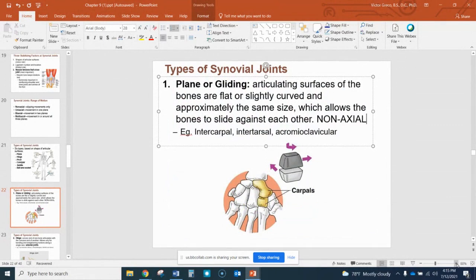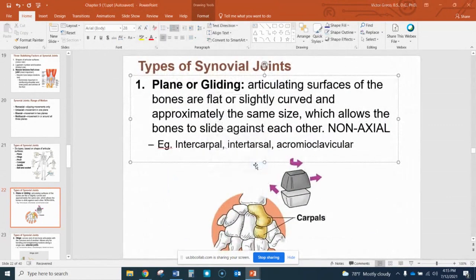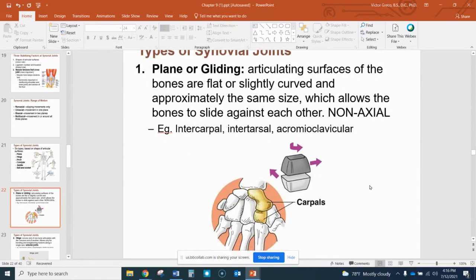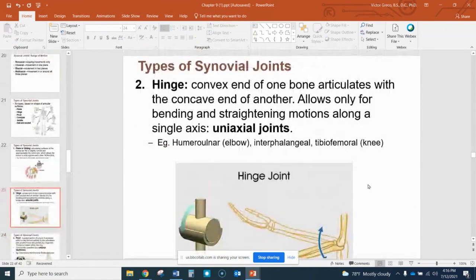And our 2 good examples of that, we named joints in lab: intercarpal between your 8 wrist bones, intertarsal between your 7 tarsal bones, ankle bones, and acromioclavicular, which you should be able to work out where that is right from lab, between the clavicle and the acromion process of the shoulder. So those are your examples of plane or gliding joints. I can enlarge this again.